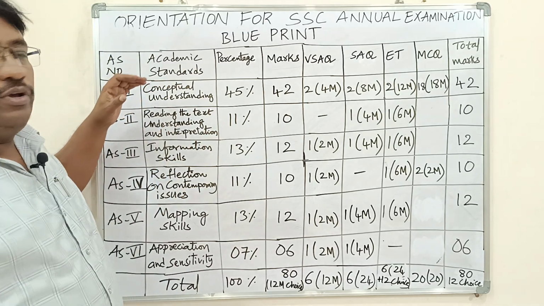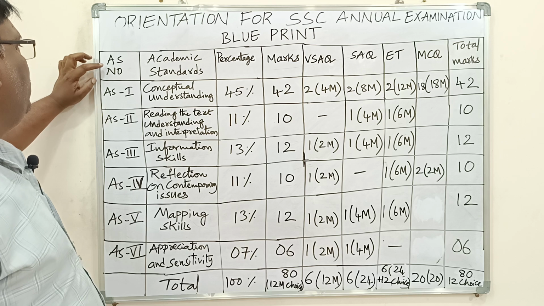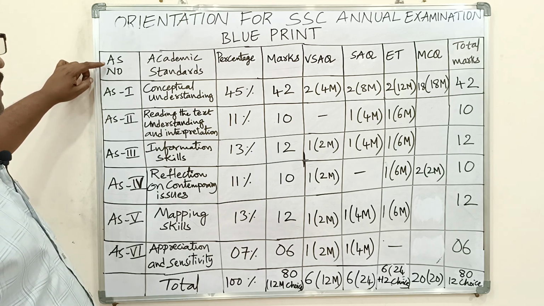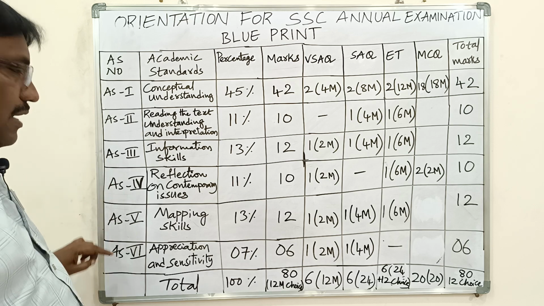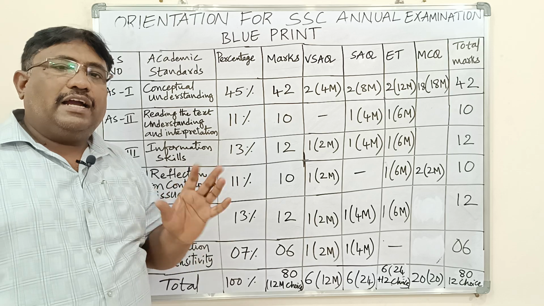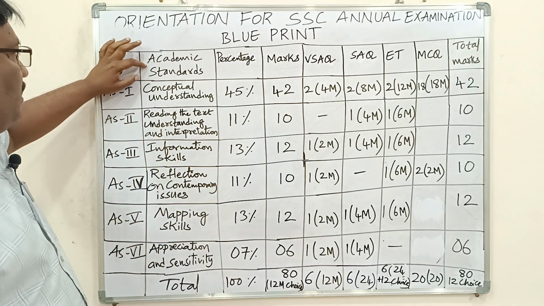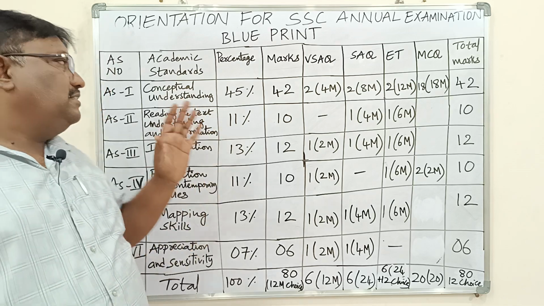Students, now we are looking at the blueprint of the annual question paper. So these are the academic standards: academic standard number 1, 2, 3, 4, 5 and 6. As you know, our question paper is 100% based on the academic standards. So what are the academic standards we have in social studies? There are 6 academic standards. Let us see them one by one.